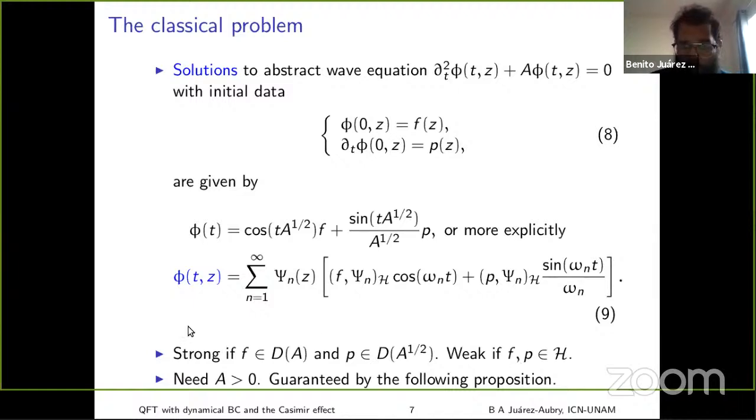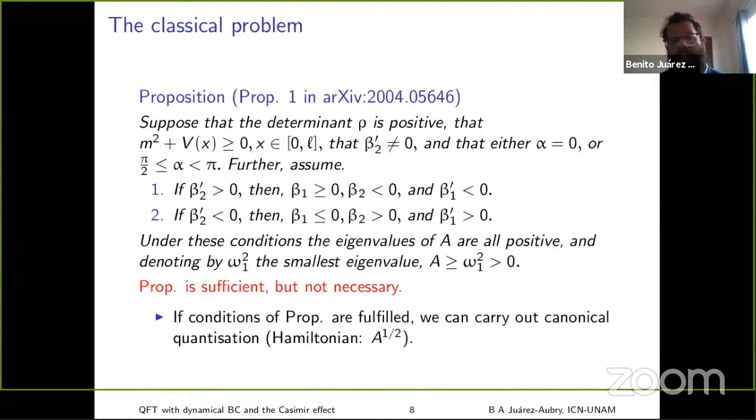And for doing quantum field theory, you would like this operator actually to be positive. And we can ensure that with a proposition, which appears in the first paper that I mentioned, on which this talk is based. So suppose that the determinant is positive, as it is by assumption, and suppose that this potential term is non-negative, for every point in the domain of interest. Then, beta 2 prime is non-vanishing, and there are some conditions on the parameters of your Robin boundary condition.